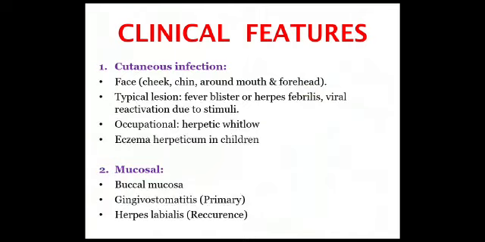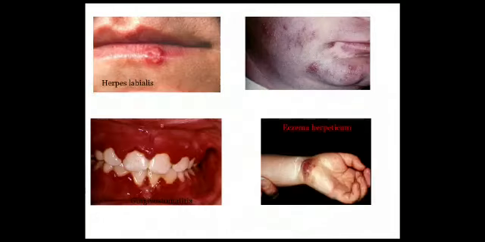The mucosal lesion which it produces most commonly is gingivostomatitis, which is a primary herpes infection, and it also produces herpes labialis, which is usually a recurrent infection. So this slide shows you some pictures of the lesions like herpes labialis, gingivitis and eczema herpeticum in a child.